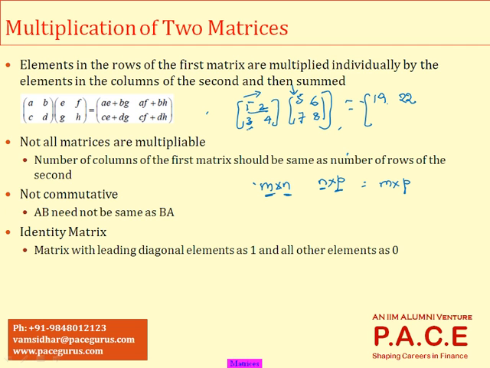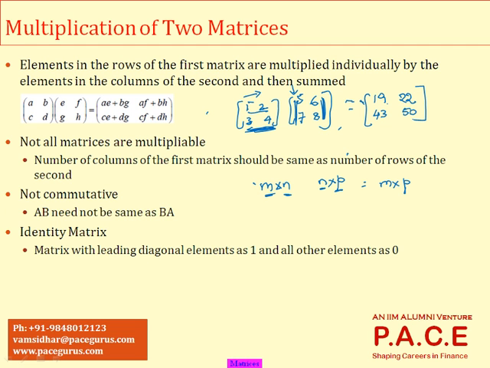Now, second row, first column. 3 5s 15, 4 7s 28. 28 plus 15, 43. Second row, first column, you'll have the value 43. Second row, second column: 3 6s 18, 4 8s 32. 32 plus 18, 50. This is the multiplication of two matrices. When I multiply the two matrices, the values that I get are 19, 22, 43 and 50.